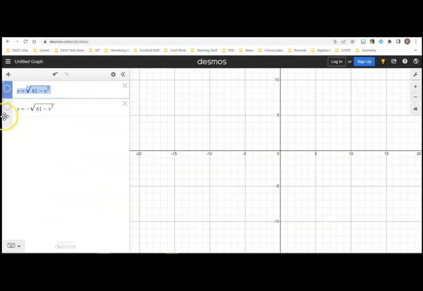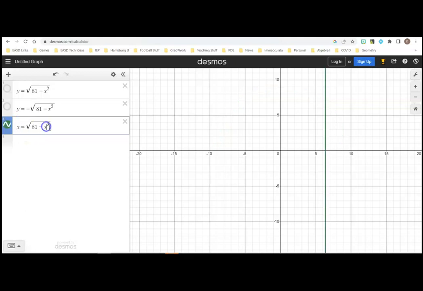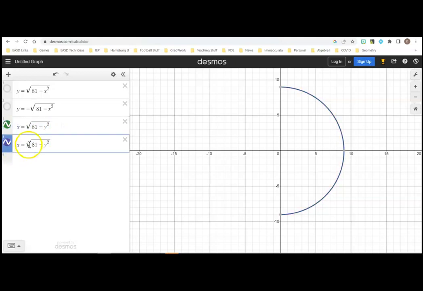Just for the sake of time, I'm going to start by copying and pasting the equation over, except now this is going to be x, and this is going to be y, not x. We can see the positive version is going to give us the right half of the circle, as we would expect. The negative version is going to give us the left half of the circle. Together, again, that gives us the entire circle, but the positive version is the right half because that's where our positive x's are. The negative version is going to be the left because that's where our negative x's are. Okay, so the positive square root was the right, and the negative square root was the left.